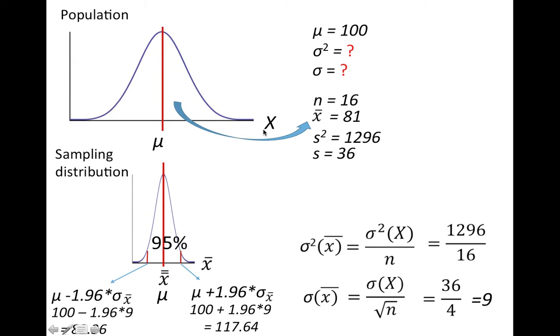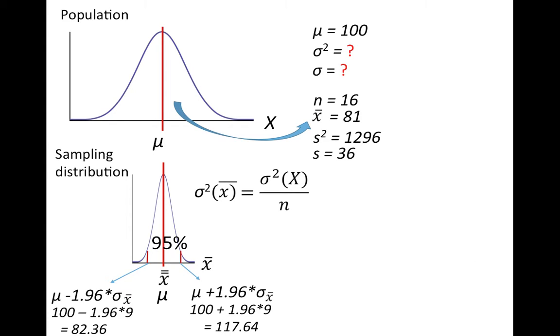And we still have the same statistical question. We ask, is it likely to get a sample mean of 81 if we take a sample of 16 from a population with a mean of 100? And we still have a theoretical sampling distribution, but how can we calculate the variance of the sampling distribution if we don't have the variance of the population? Well, we can't. What we can do is to use what we've got.